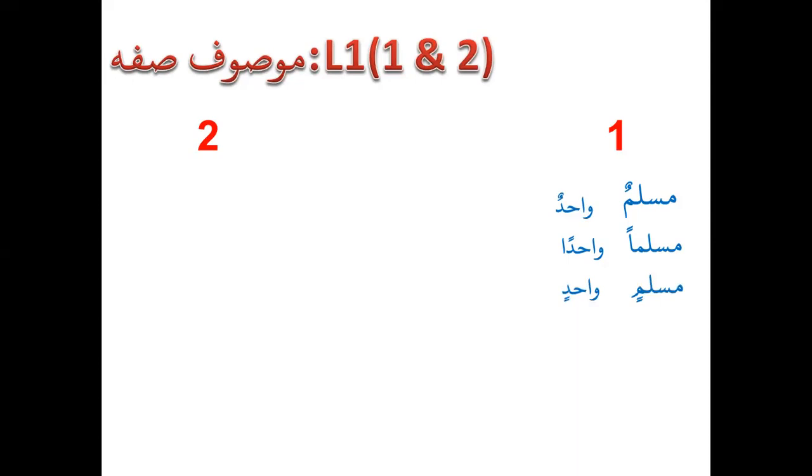Now we are going to write it in feminine form. So what will be your Mawsoof? Muslimah wahidah. Your Nasab would be? Muslimatan wahidatan. Excellent. Now let's start from 2.